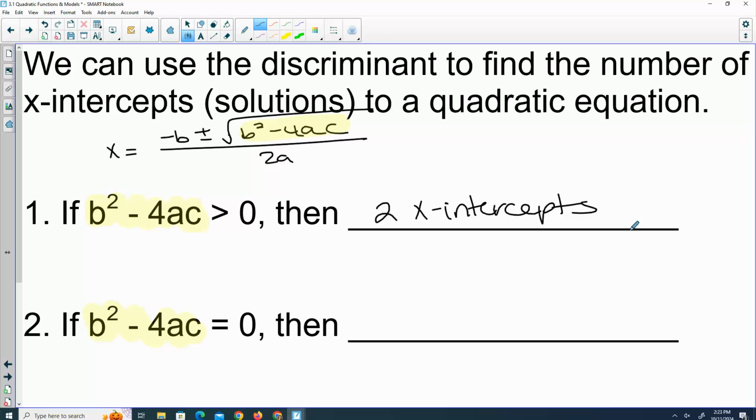If you do b squared minus 4ac and you get 0, then if you take something plus 0 and something minus 0, what's true about those numbers? It's the same. So I get one answer out twice, right? In terms of my graph, that means it hits the x-axis once. So it would only be one x-intercept.